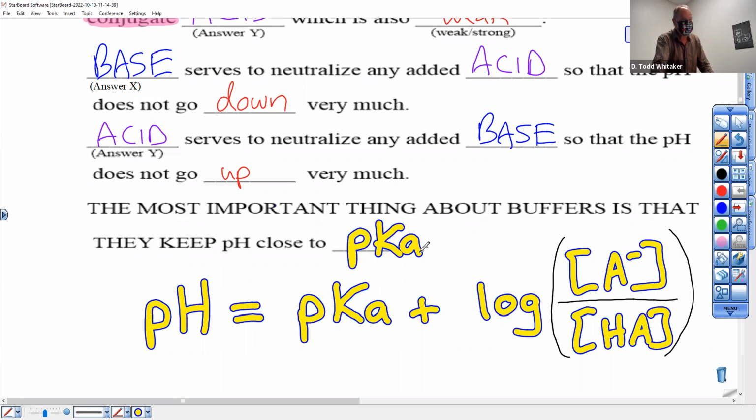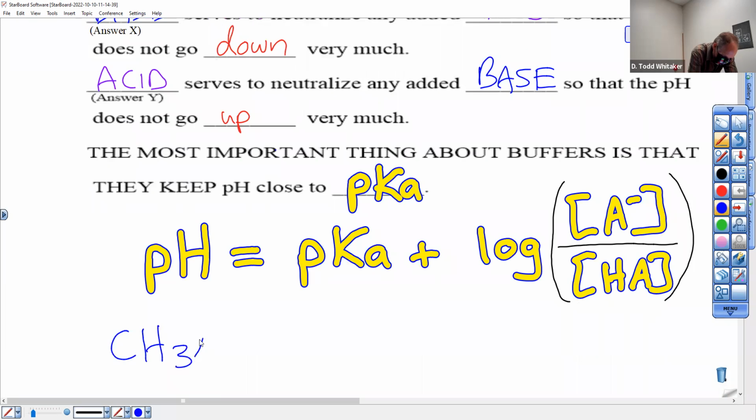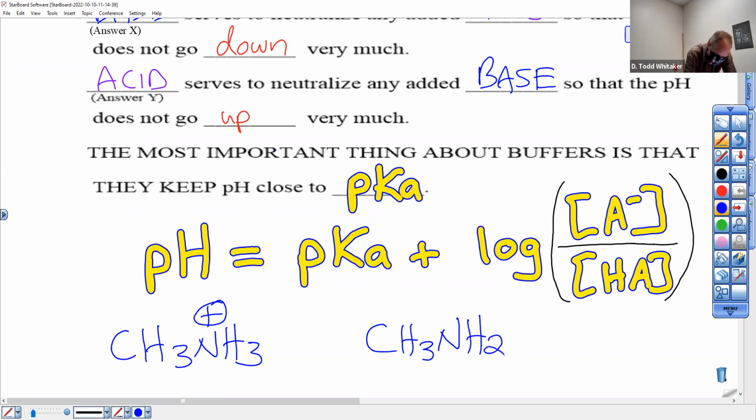So I will use for an example, a combination of an ammonium ion and its conjugate base, the methylamine. Which one of those is the acid, everybody? You should be able to answer that just by looking at them. Left. What's the pKa of that acid?